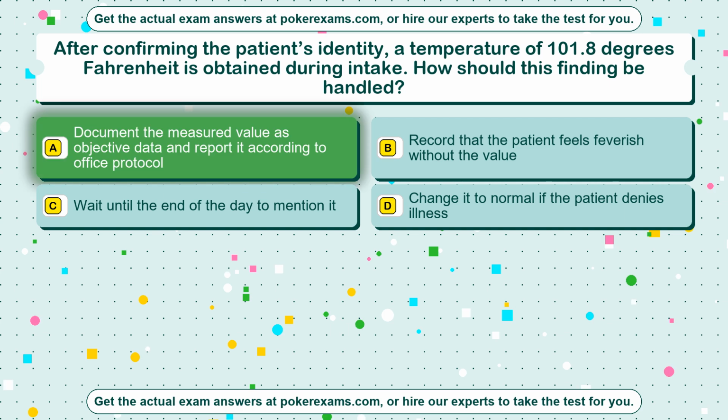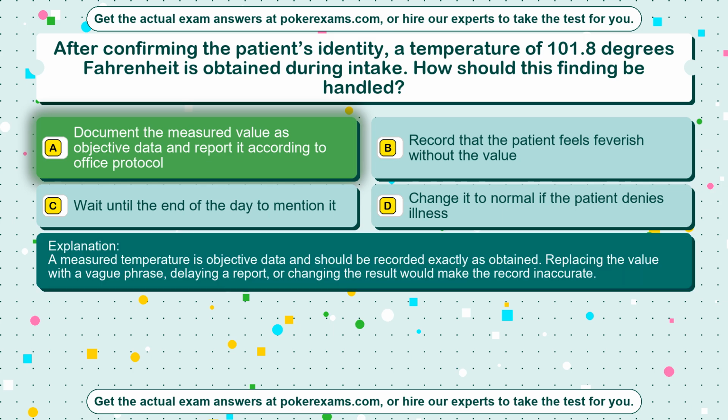Document the measured value as objective data and report it according to office protocol. A measured temperature is objective data and should be recorded exactly as obtained. Replacing the value with a vague phrase, delaying a report, or changing the result would make the record inaccurate.